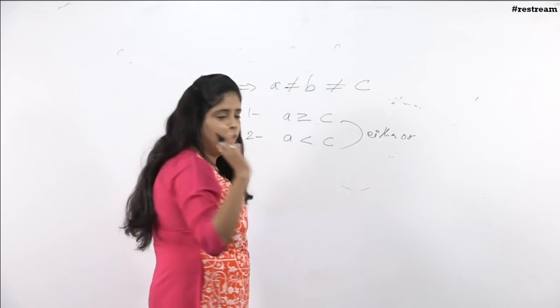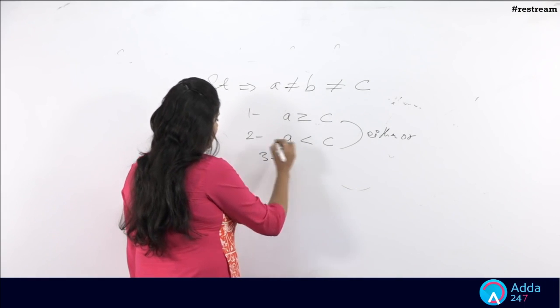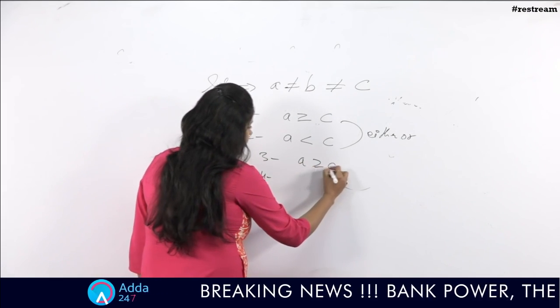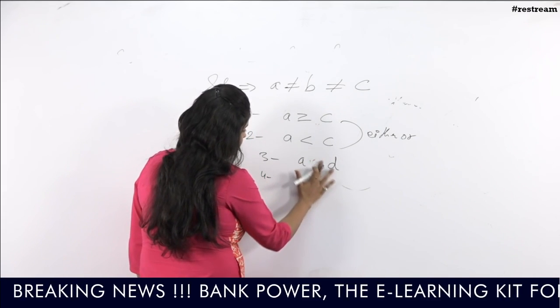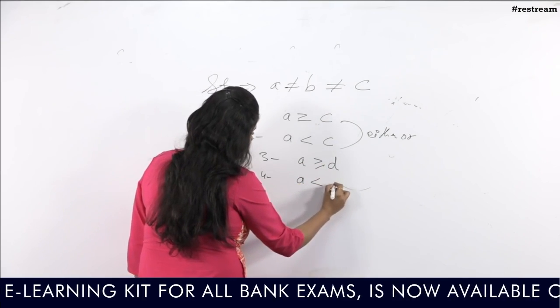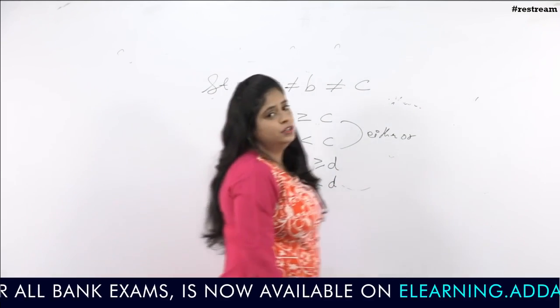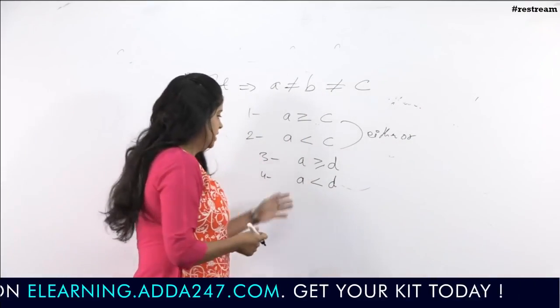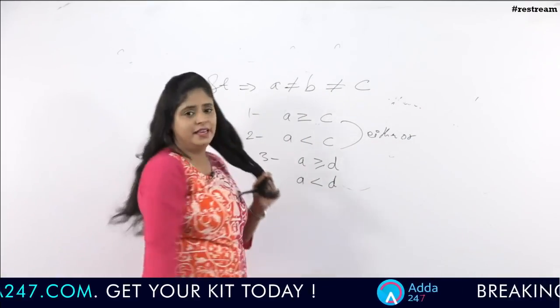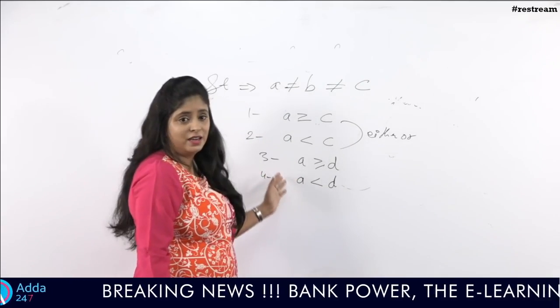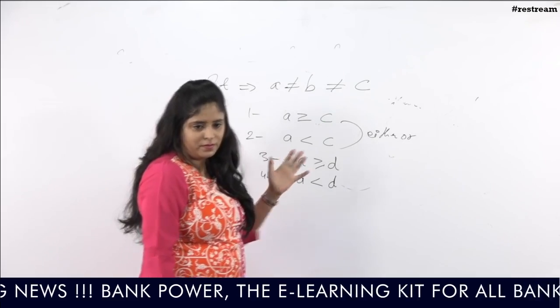I am giving you one more set of conclusion. My next set is saying A is greater or equal to D, and the other one is saying A is smaller to D. So what is your answer for this third and fourth set? Either or.